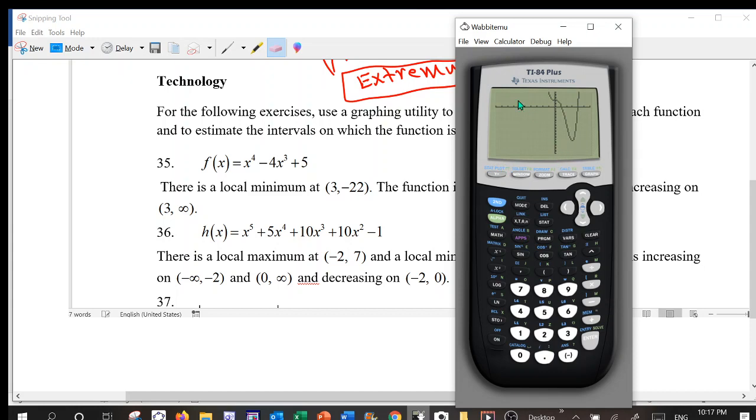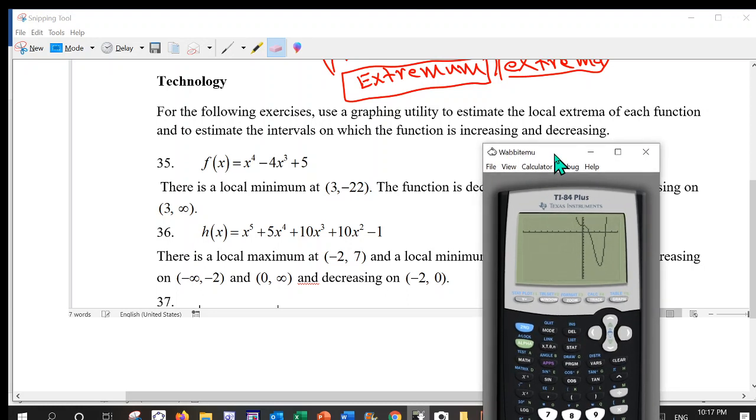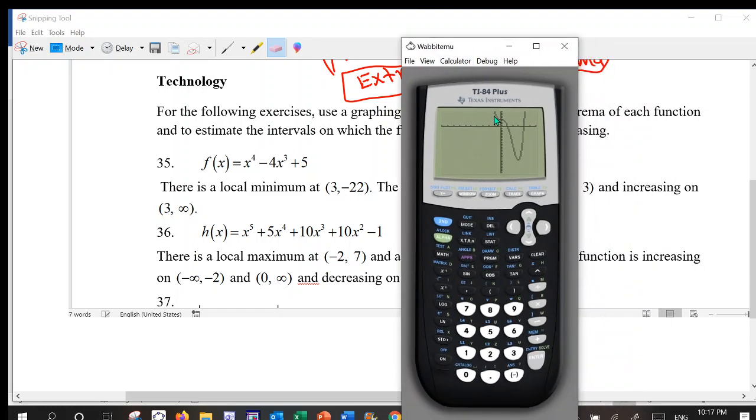There. So it says use a graphing utility to estimate the local extrema of each function and estimate the intervals on which the function is increasing or decreasing. So it looks like this function is decreasing to this point and then increasing after this point. If we can find that, then we know from negative infinity to this point the function is decreasing. See that part right there? That's actually decreasing. So it looks kind of like this, right? So it's decreasing all the way to this point.